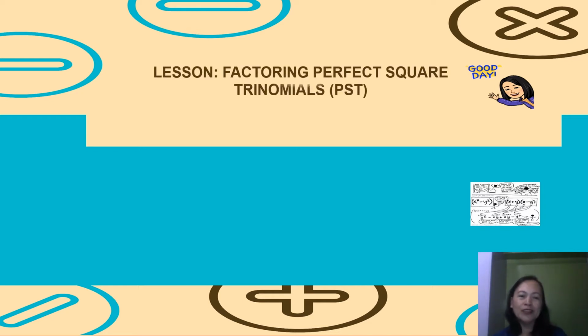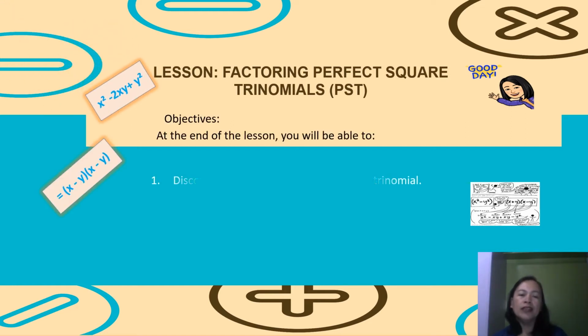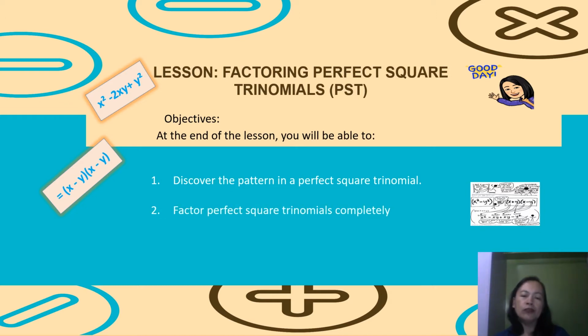Good day everyone. Are you ready to learn today? Alright, let's begin. Our lesson is factoring perfect square trinomials, or PST for short. P for perfect, S for square, and T for trinomials. Objectives of the lesson: at the end of the lesson, you will be able to discover the pattern in a perfect square trinomial and factor perfect square trinomials completely.